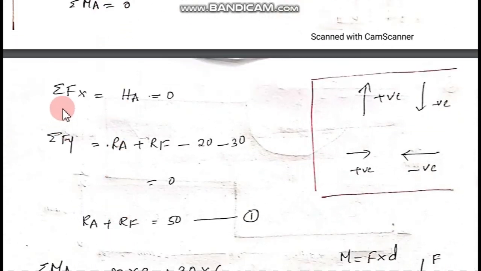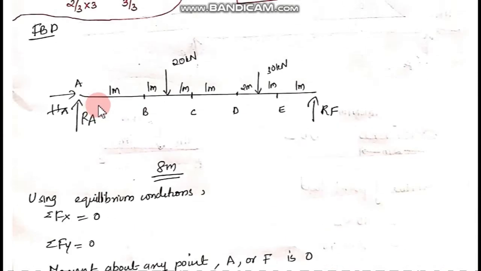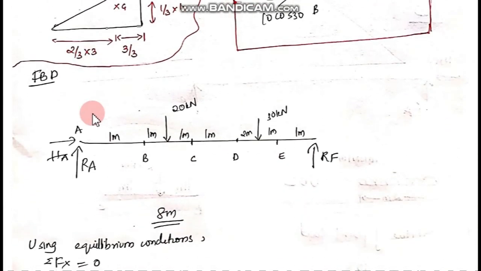Now how to solve this: considering the beam is in equilibrium, we are going to use equilibrium conditions. We know the three equilibrium conditions are sigma Fx equal to 0, sigma Fy equal to 0, and moment about any point, maybe any end point, is 0. So I am taking here the moment summation of MA equal to 0. Okay, let's begin with sigma Fx. We need to go back to the question again. You can see here only one horizontal force is there, so obviously HA is equal to 0.